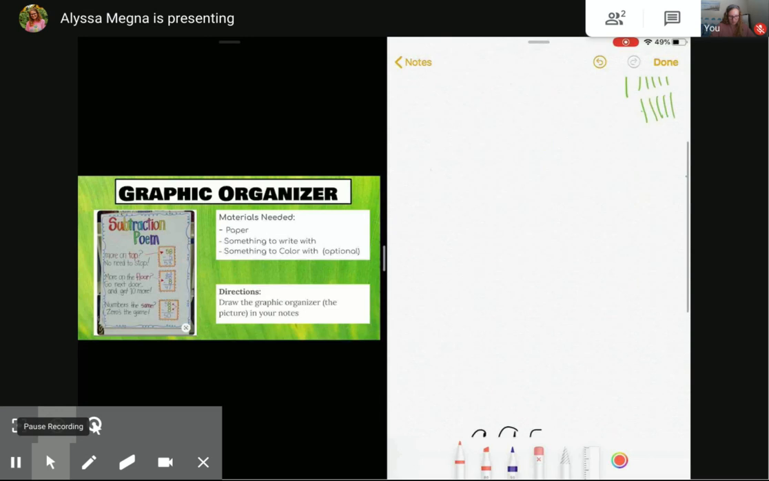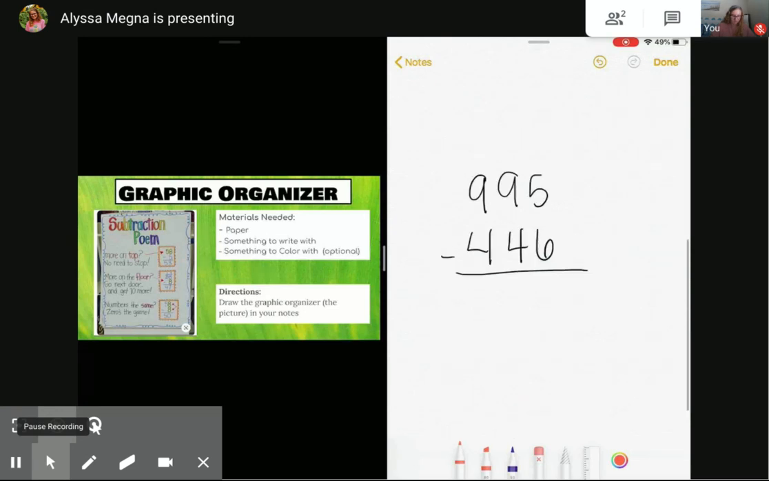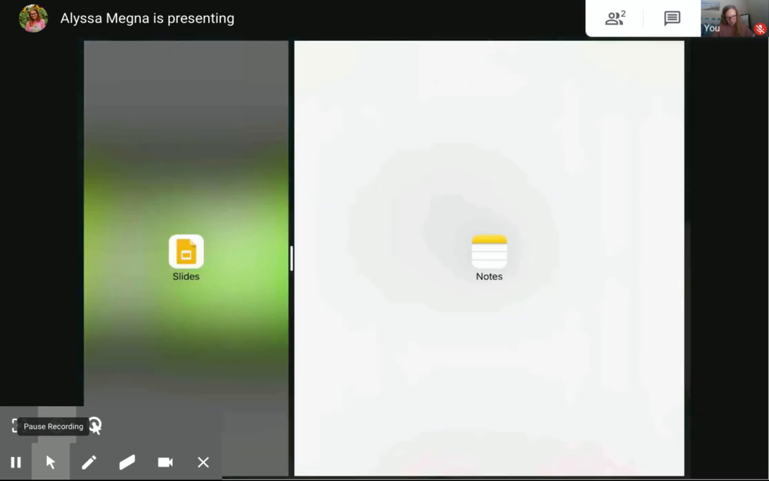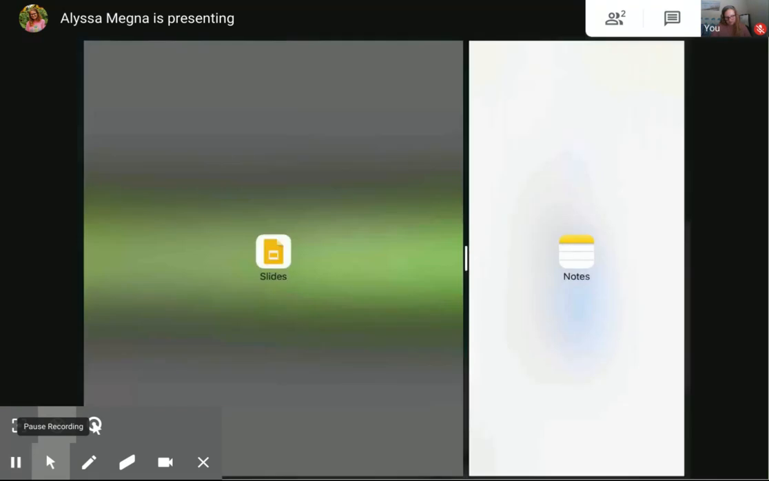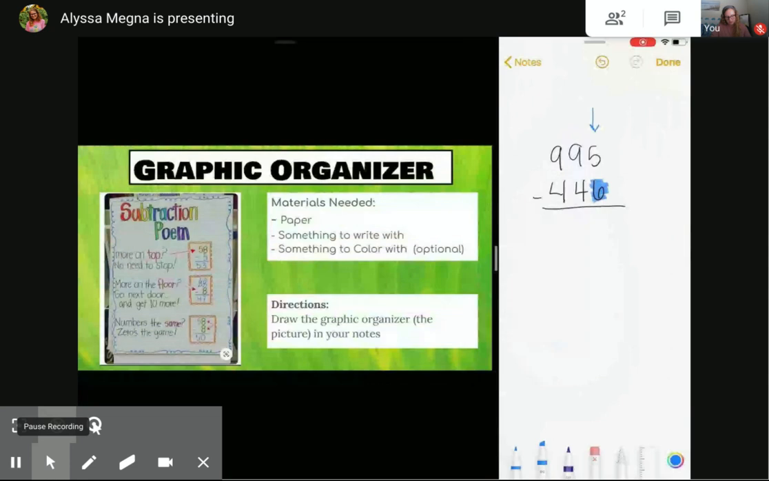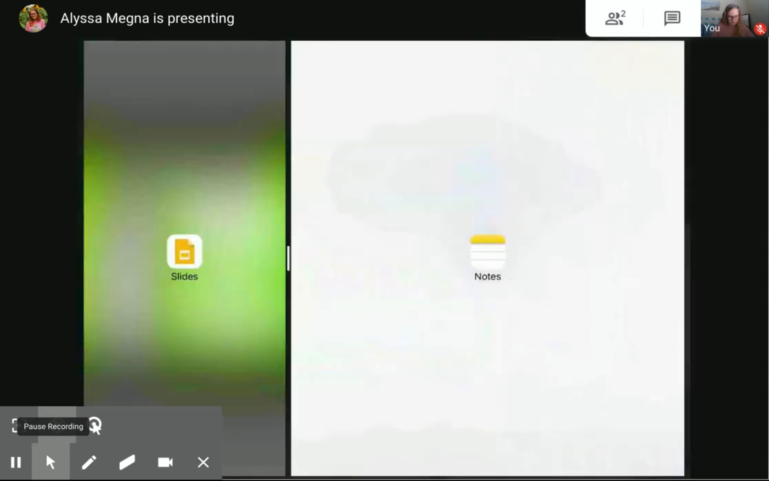We're going to go down to the second problem here. All right, so starting again with the ones spot, okay? The ones we'll do in blue. So here's what we're looking at. We have a 5 and a 6. We're going to highlight the number that's bigger, 5 or 6. Well, 6 is bigger. According to our poem over here, it says, more on the floor, go next door, and get 10 more, which means we have to borrow because we don't have enough.